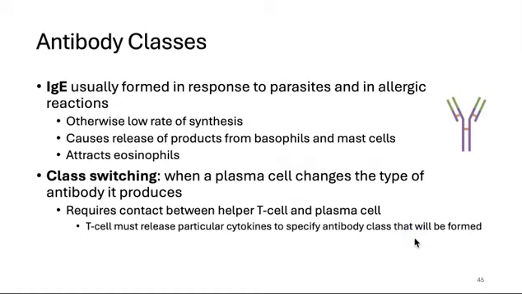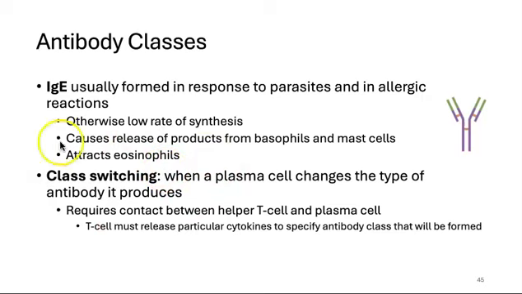And IgE, this is usually found in response to parasites and in allergic reactions. Otherwise, we really don't see this synthesized by the body, and it's going to cause release of products from the basophils and the mast cells. So as you can imagine, this is really related to that allergic reaction of them releasing things like histamines. And it also attracts eosinophils, especially when we have a parasitic infection taking place.